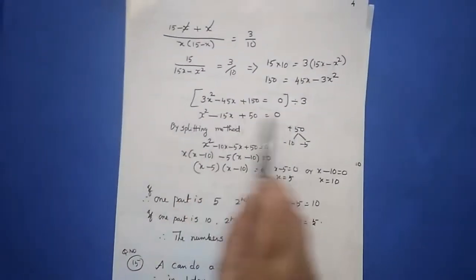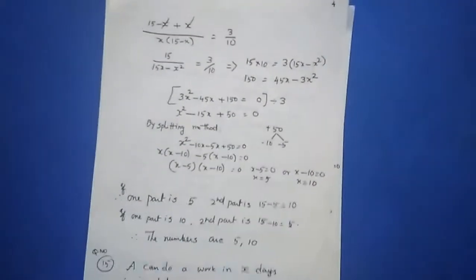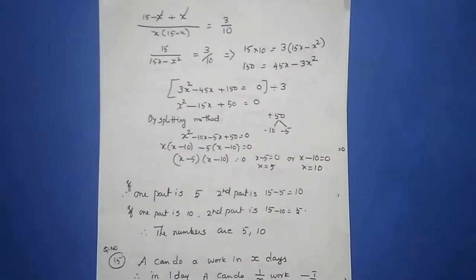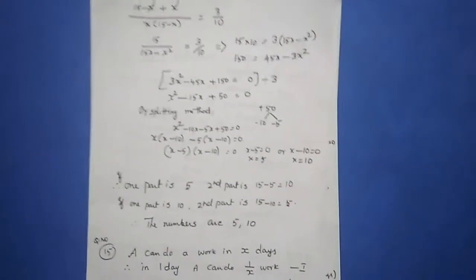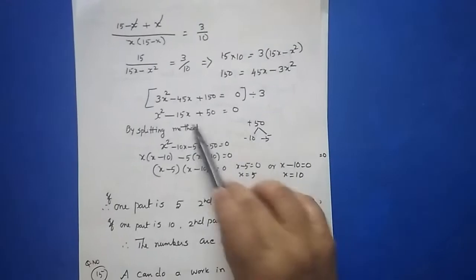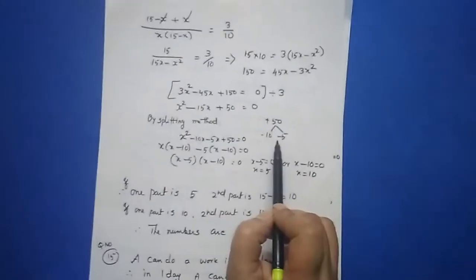Now you make the quadratic equation. Here 3 is common, so divide each and every term by 3. You get this simple quadratic equation: x squared minus 15x plus 50. You know how to find the factors. 10 fives are 50. The last term is plus, and the addition of the factors should be the middle term. But here there is a minus sign, so you have to give both a negative sign.